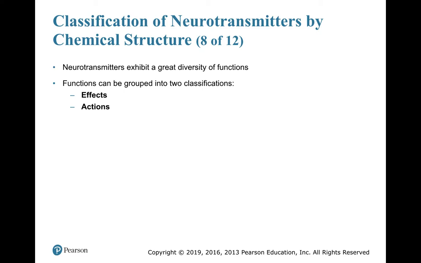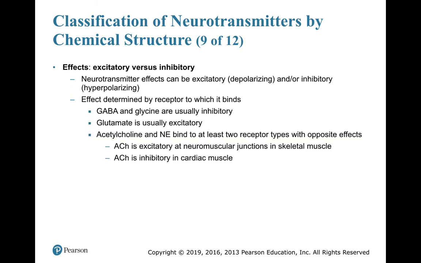Functionally, those neurotransmitters we just went over by their structural classification can be classified either by their effects or by the actions they have. Excitatory versus inhibitory. Neurotransmitters can be excitatory, helping to depolarize a cell, or inhibitory, helping to hyperpolarize a cell. And that effect is going to be determined by the receptor to which it binds. So GABA and glycine bind to inhibitory receptors. Glutamate usually binds to an excitatory receptor.